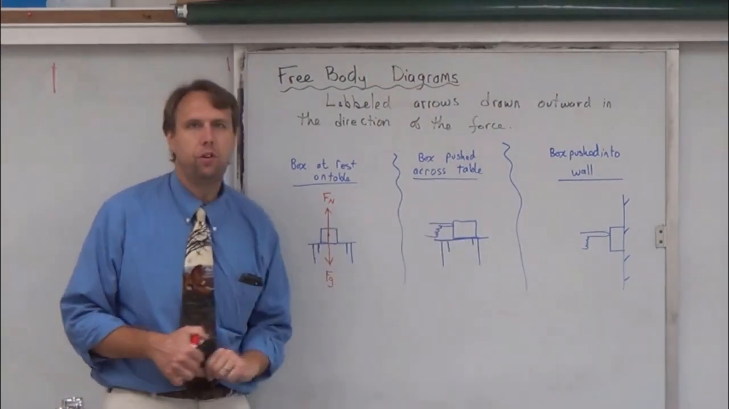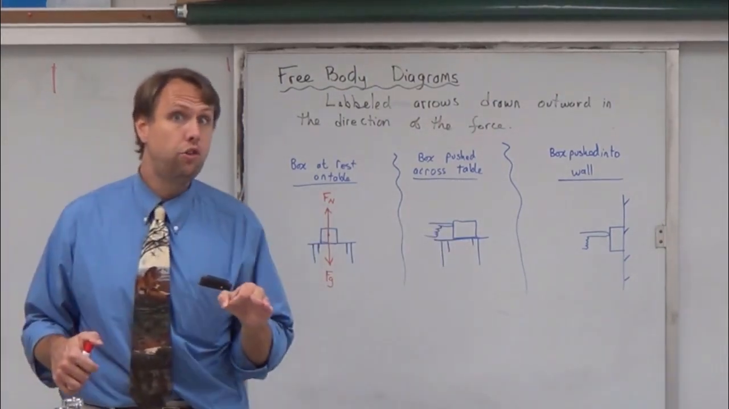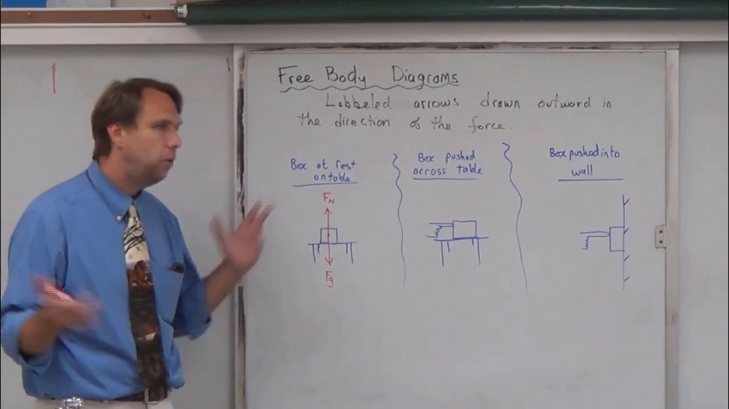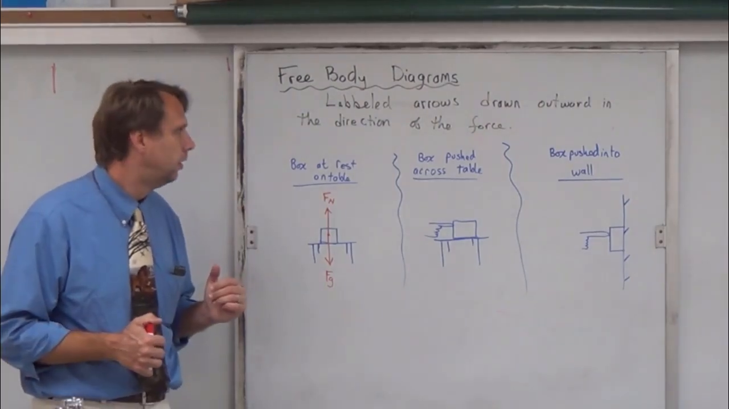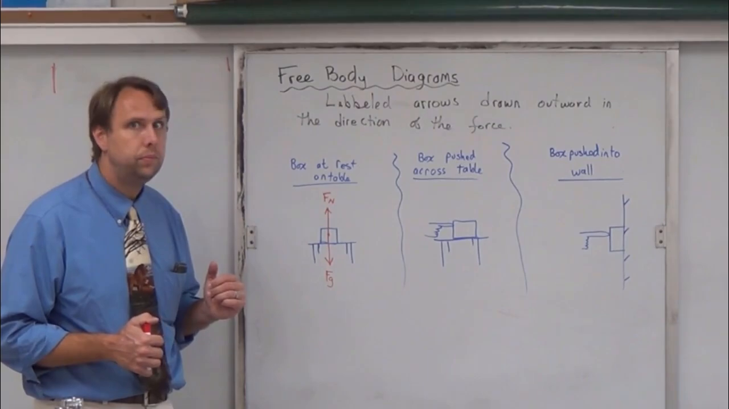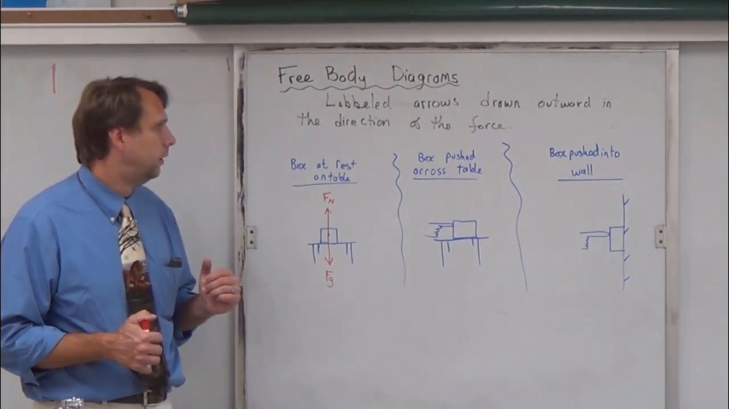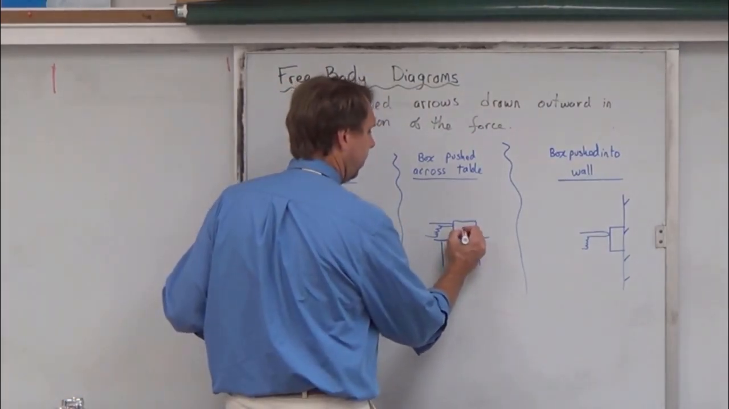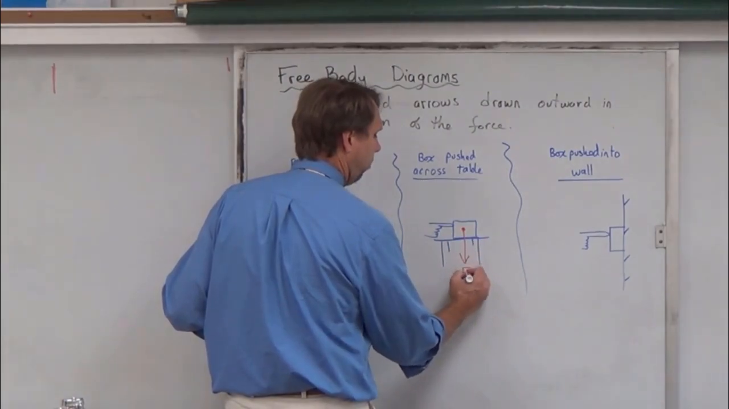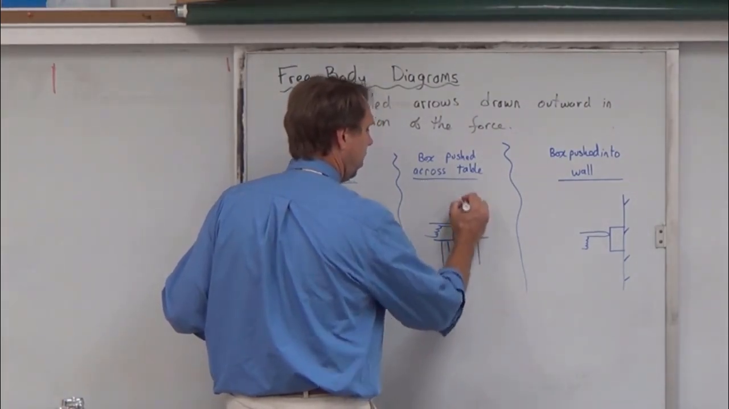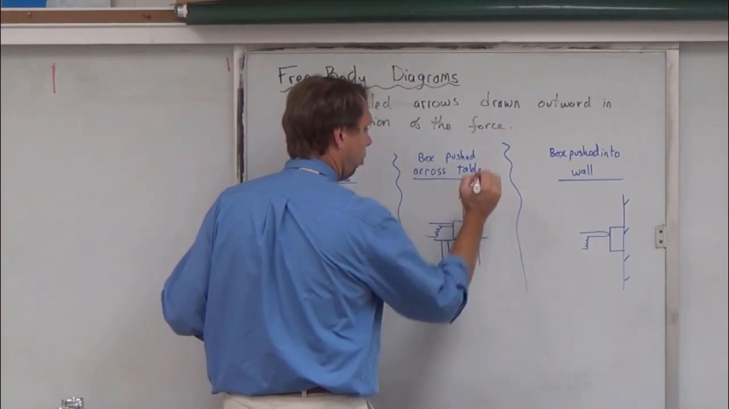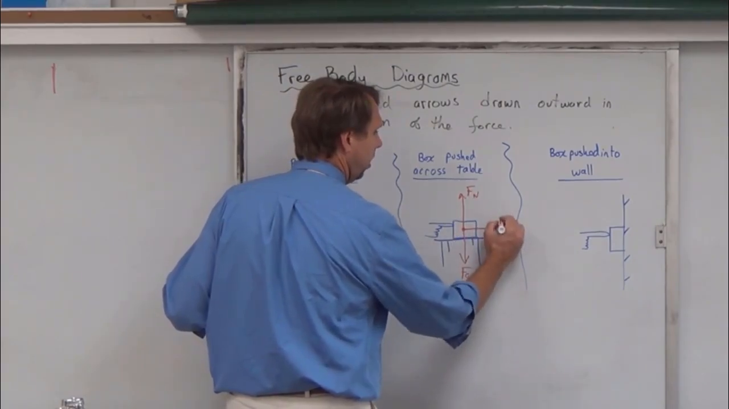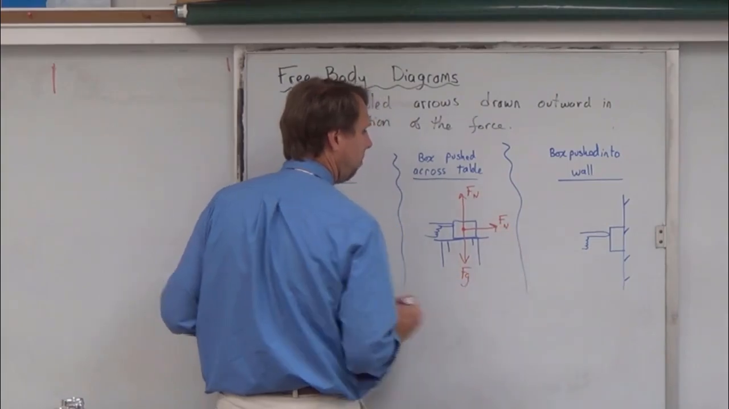I want you to think about this one. What do you think we should draw for the free body diagram arrows? You can pause it, draw some yourself. Okay. Hopefully we got this. Coming downward, we have force of gravity. Going upward, we have force normal from the table. Going to the right, we have force normal from my hand.